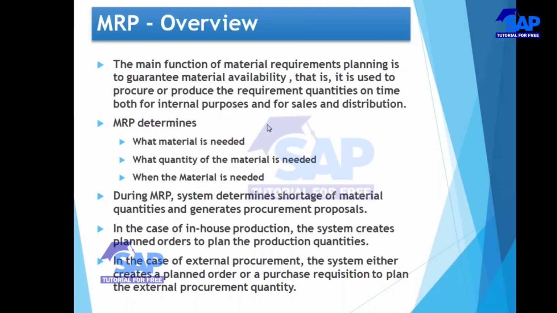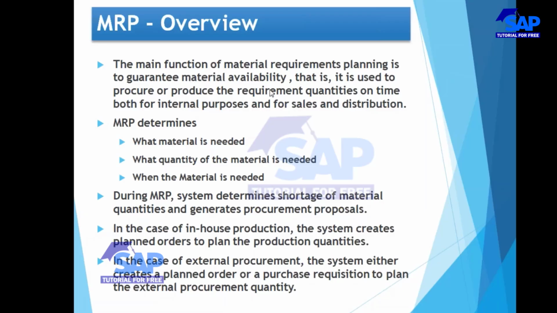The main function of material requirement planning is to guarantee material availability. It is used to procure or produce the required quantities on time. One is the quantity, how much quantity, and at what time, both for internal purposes and for sales and distribution. In case of raw materials and packing materials, it is for internal purposes. For your finished products, it is for sales.